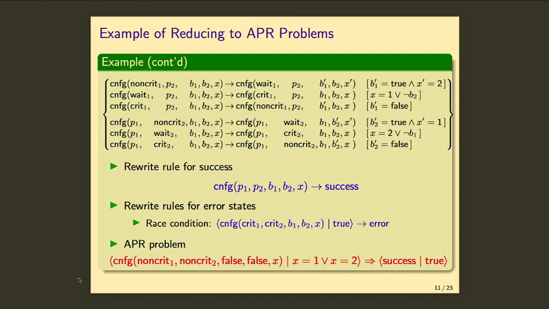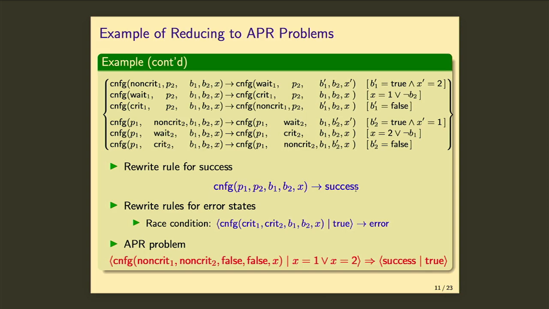And this is the example to verify race freedom of the same example, Peterson's mutual exclusion. So this is the rule. And first we add a rewrite rule for success. So this term representing any state of this program goes to success.